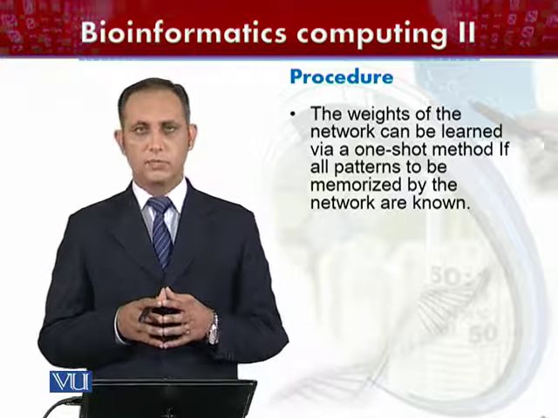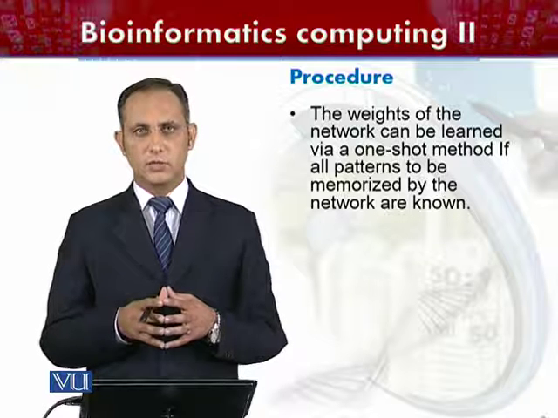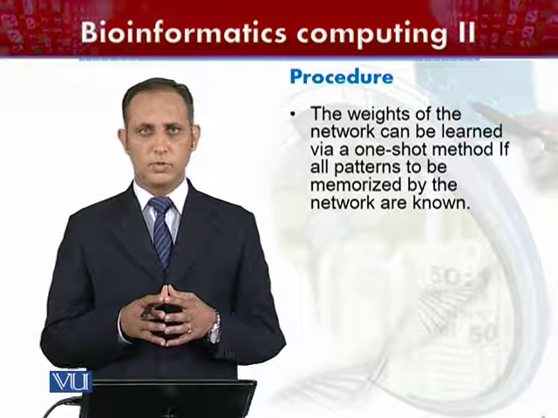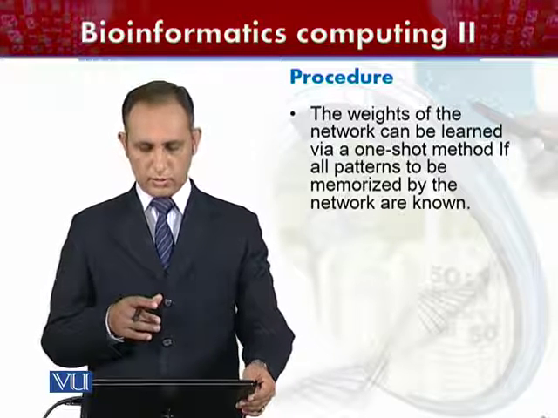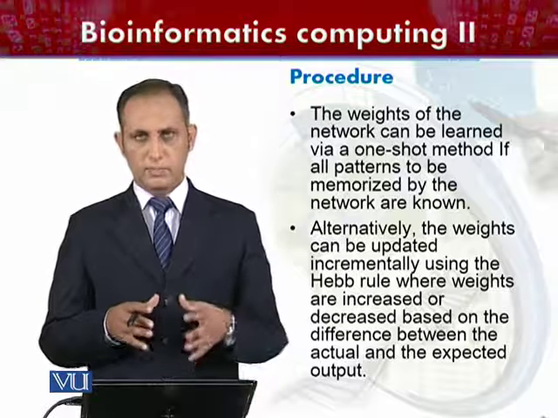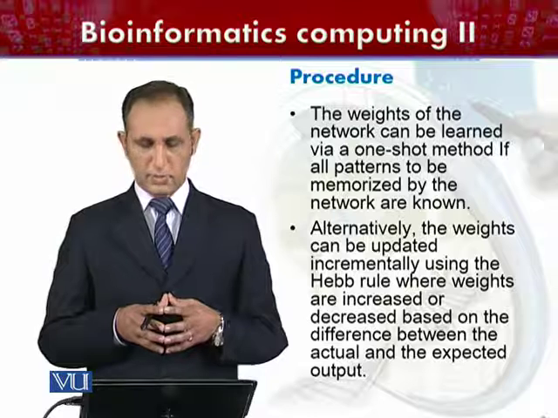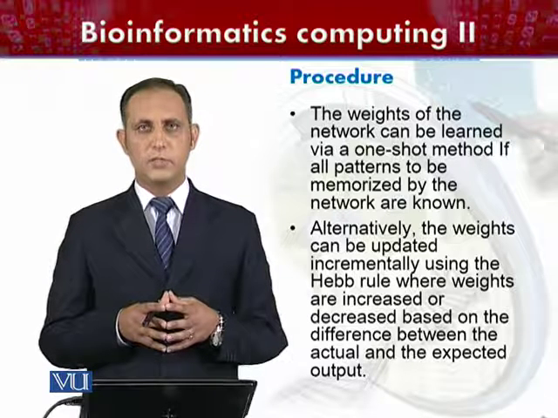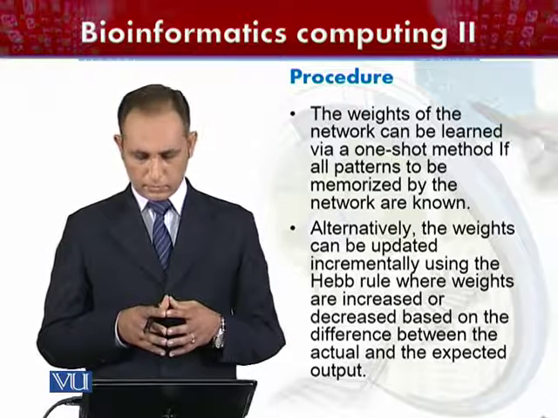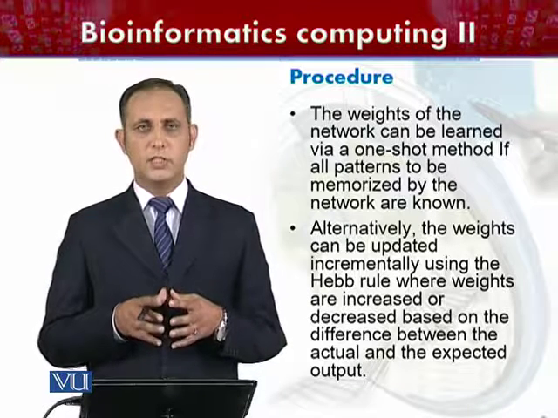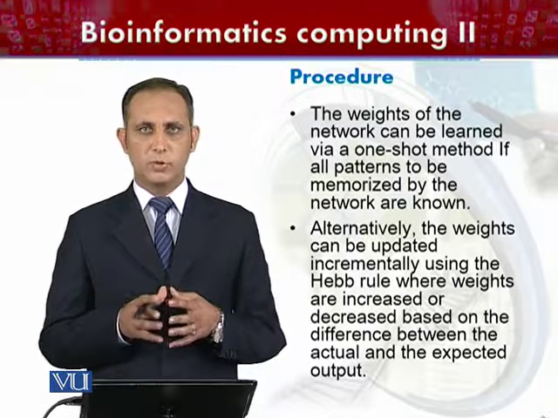The weights of the network can be learned through a one-shot method. This is one of the methods of learning, and the network uses it to learn all the weights. But alternatively, the weights can be updated by some other method. For example, they can be updated incrementally, by increasing or decreasing them, based upon the difference between the actual and the expected output of the system.